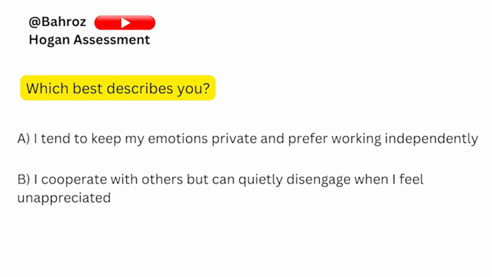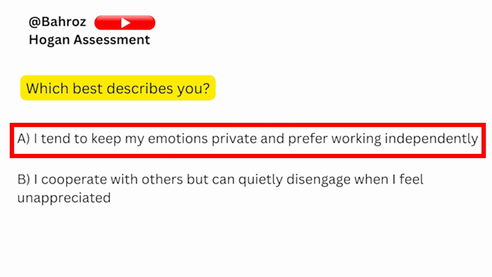Option A is keeping emotions private and preferring independent work. This is a much more socially acceptable tendency. Many great professionals are introverted or emotionally reserved, and that does not make them bad teammates. It is a style difference, not a character flaw. Go with option A. It is the less damaging of the two and signals professionalism and self-containment rather than resentment.